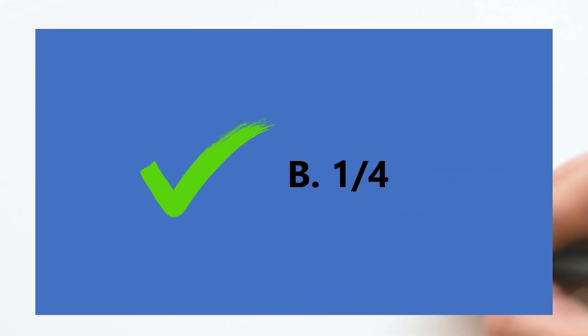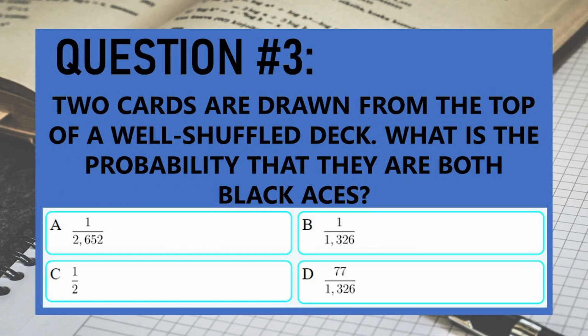The correct answer is letter B, 1/4. Question number 3. 2 cards are drawn from the top of a well-shuffled deck. What is the probability that they are both black aces? Letter A, 1 over 2,652. Letter B, 1 over 1,326. Letter C, 1/2. Or letter D, 77 over 1,326.